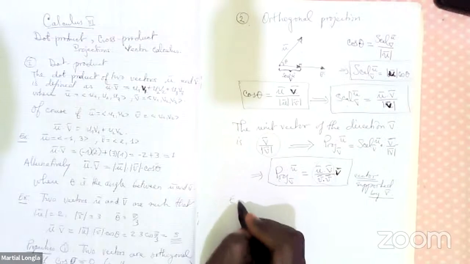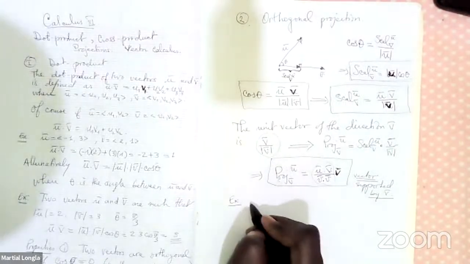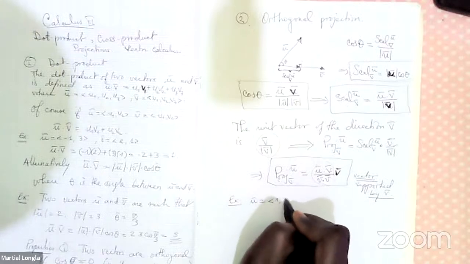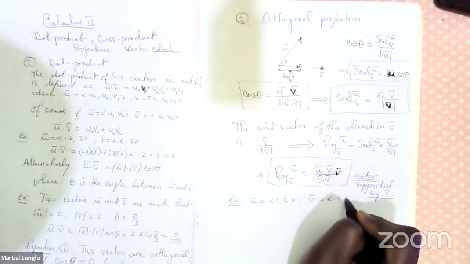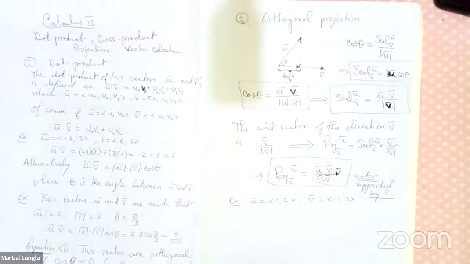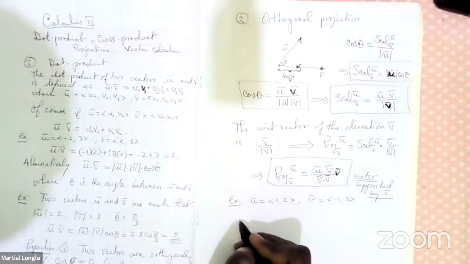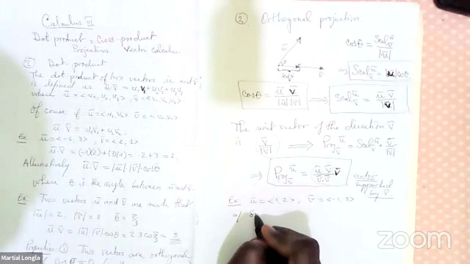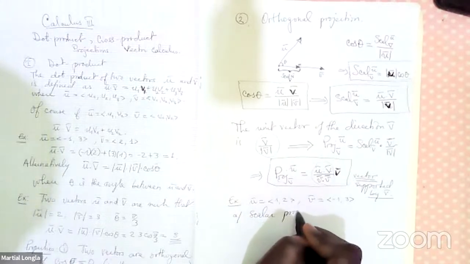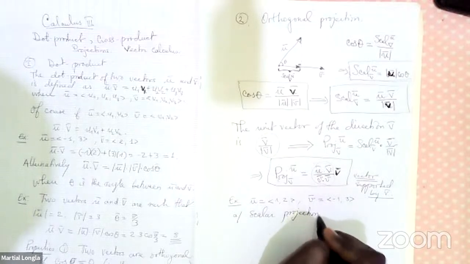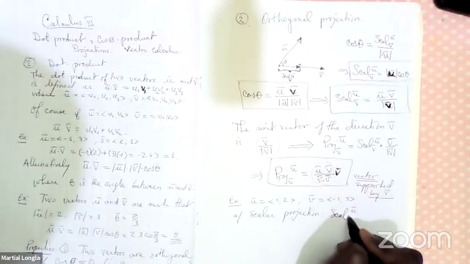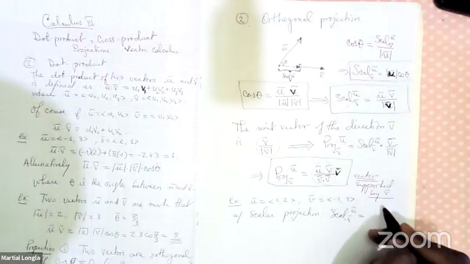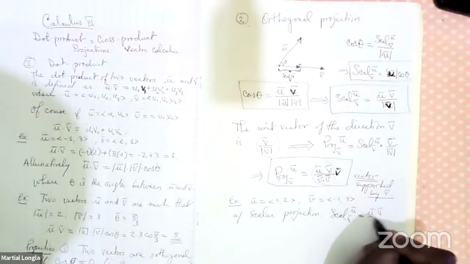Example: we get u equals (1, 2), v equals (-1, 3), and then scalar projection. You would say the scalar projection of u onto v is equal to u dot v over the magnitude of v.